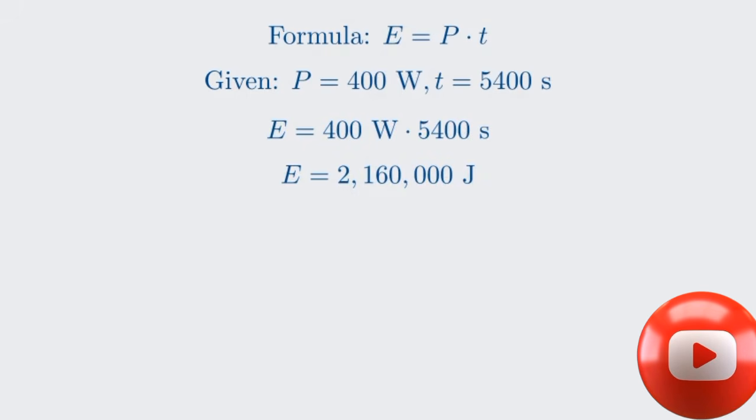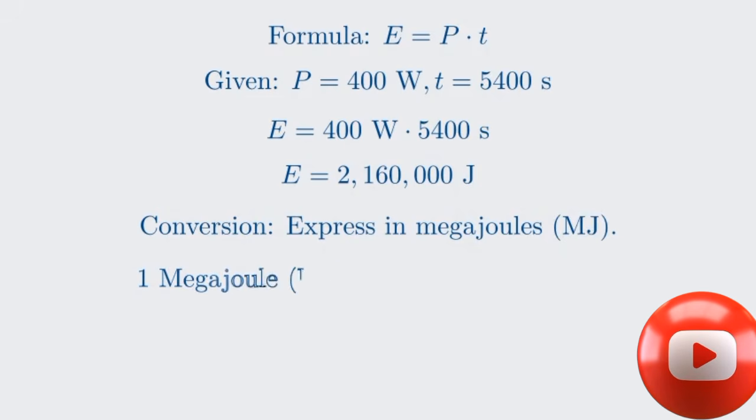So 2,160,000 joules is the total energy dissipated by the bulb over 1.5 hours. However, the problem has a final instruction. We need to express our answer in megajoules. The prefix mega means 1 million, so 1 megajoule is equal to 1 million joules.